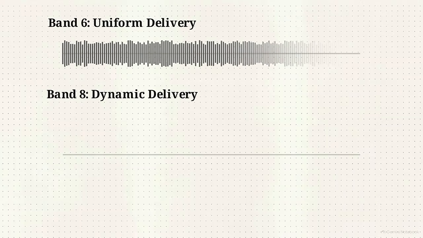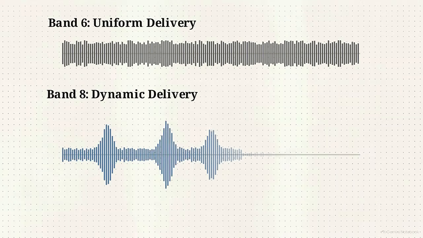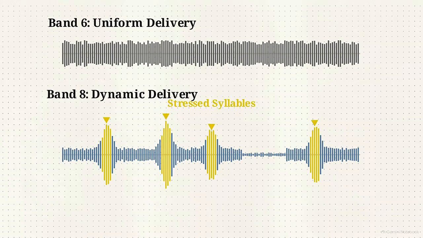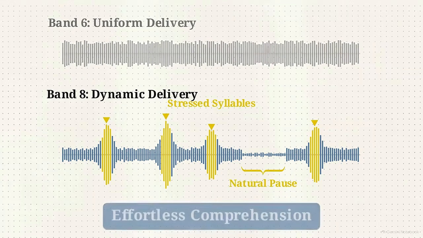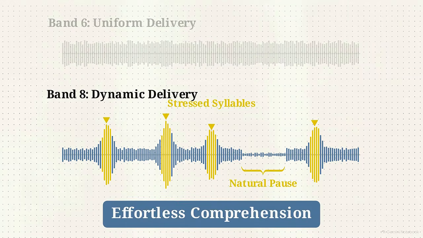Look at these audio waveforms. The top one is a uniform Band 6 delivery. The bottom is a Band 8 delivery. It is dynamic, with distinct peaks for stressed syllables and clear valleys for pauses. This makes comprehension effortless for the listener.